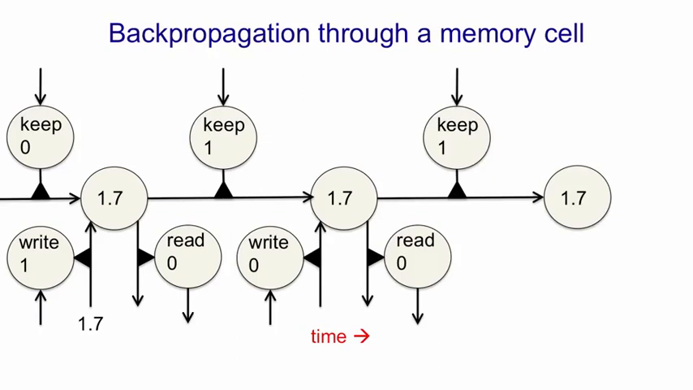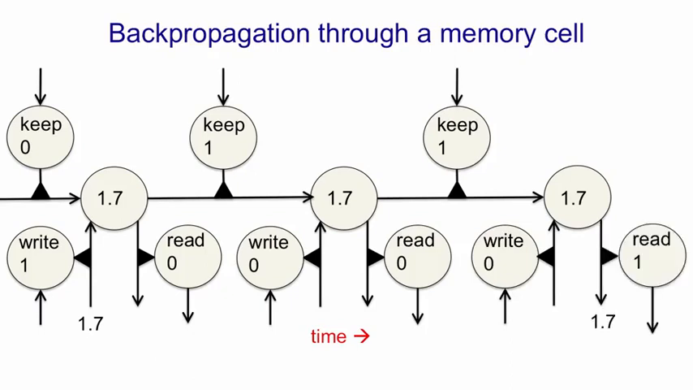And then we're going to set the write gate to 0, so no information is written in, but we're now going to retrieve the information by setting the read gate to 1. The value of 1.7 then comes out of the memory cell and goes off to influence the rest of the network. And if we don't need it anymore, then the keep gate can be set to 0 and the information will be removed.